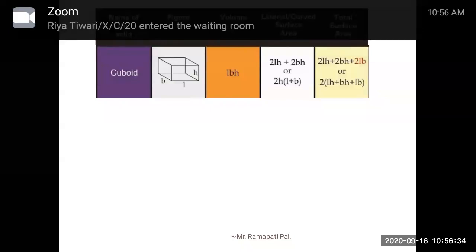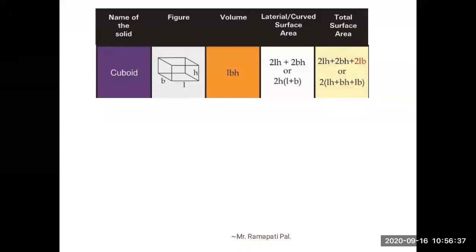Total surface area: 2LH plus 2BH plus 2LB. So what will you take common? 2 you will take common. So (L into H) plus (B into H) plus (L into B). The sequence may be changed, no problem, because we know the associative property of addition. Someone writes L into B plus B into H plus H into L, no problem.